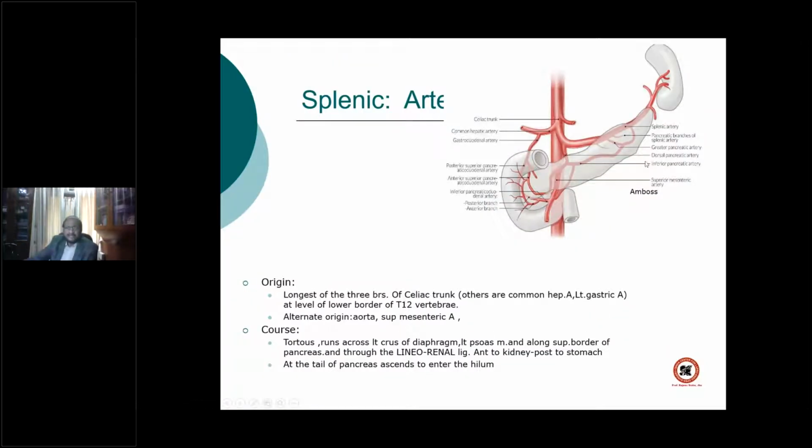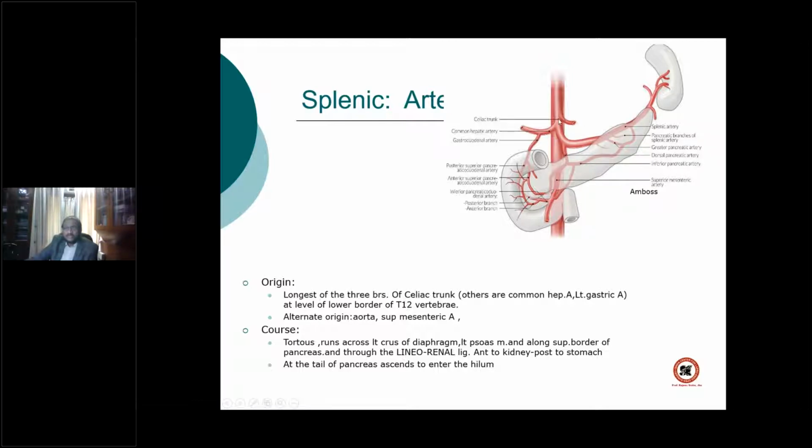Now coming to the splenic artery. It is the largest branch from the celiac trunk. So this is the celiac artery, this is the aorta, and you've got the splenic artery, which descends down and then comes along the superior aspect, just behind the body and the tail of the pancreas, when it again ascends up to the hilum. So it has 2 curvatures: one, it is descending down, and then it's ascending up.